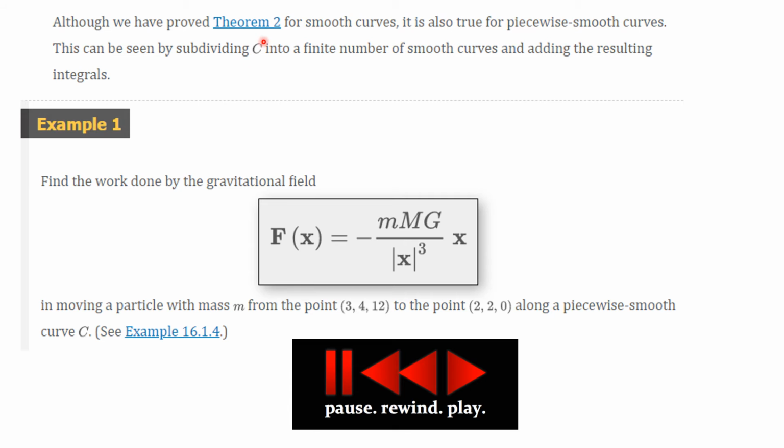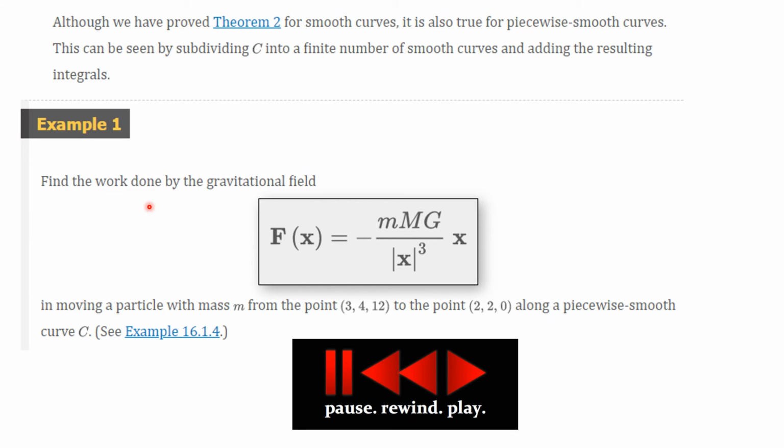Now, although we have proved that theorem for smooth curves, we should note that it is also true for piecewise smooth curves. And we're going to use this when we talk about the general statement of Green's theorem. This can be seen by dividing the curve C into a finite number of smooth subcurves and adding the resulting integrals. So let's look at an example then.